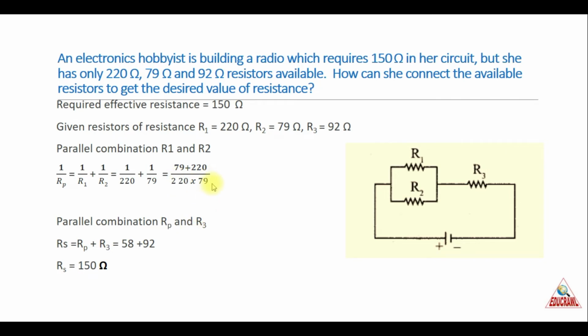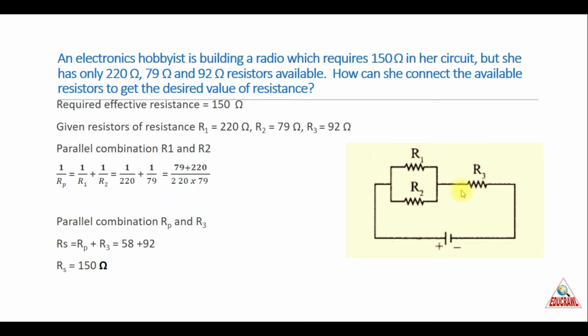Now this combination is connected to the third resistance R3 in series. That is, R1 and R2 are connected in parallel, and to that parallel combination, we are connecting R3. The diagram is given on the side, just refer. R1 and R2 are connected in parallel, and to this parallel combination, we are connecting a resistor R3.